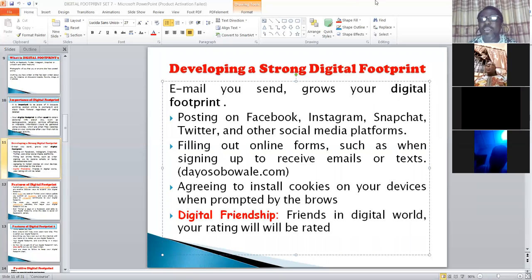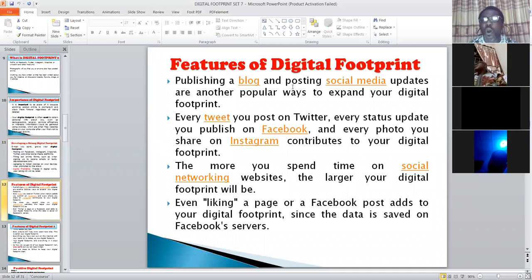Show me your friend and I will show you who you are. Let me know the site you always go to. Let me know where you spend your time and I'll tell you what your digital footprint looks like. Now, what are the features of digital footprint? Publishing a blog and posting social media updates are other popular ways to expand your digital footprint. This is why blogging is important, to give you a strong and positive digital footprint.